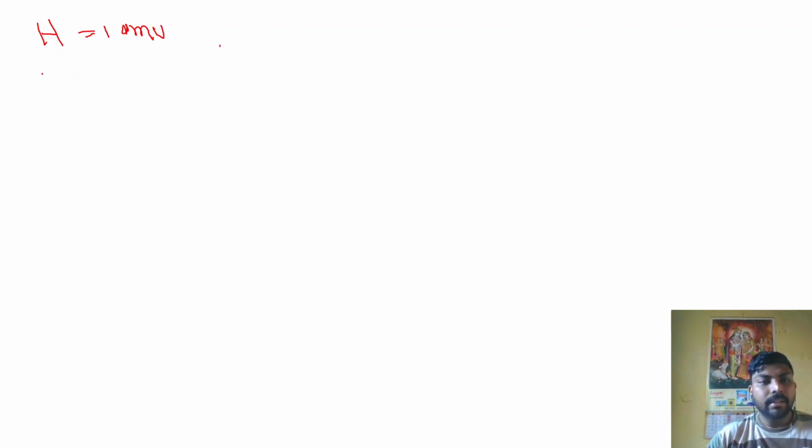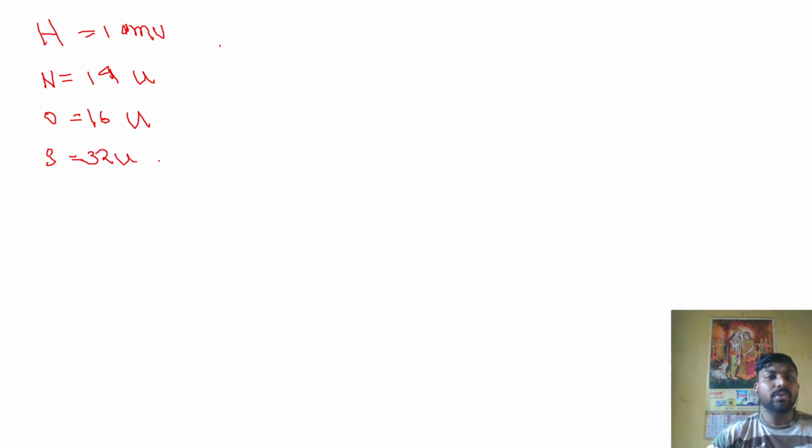Suppose I have nitrogen. What is the mass of nitrogen? 14 u, or you can say 14 AMU. Oxygen is 16 u. Sulfur is 32 u. Similarly, you should try to remember the atomic mass units of most atoms. Atomic mass is represented in the u unit. One atom of hydrogen has 1 u or 1 AMU mass.